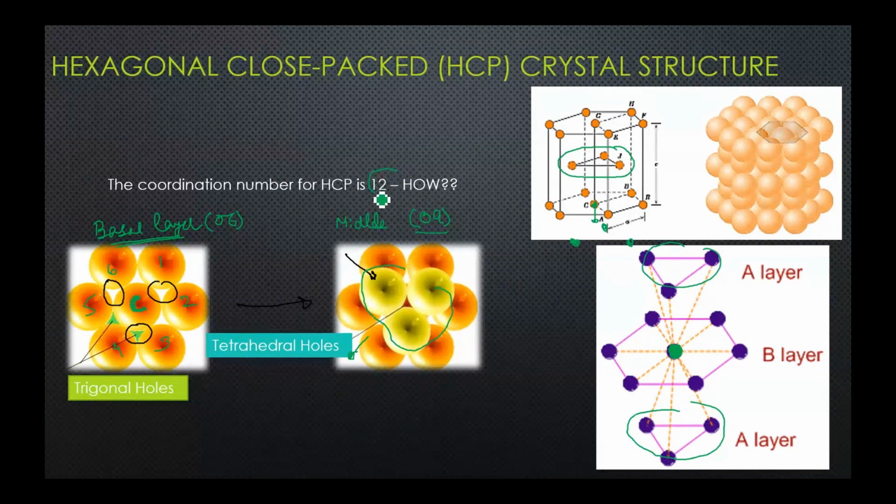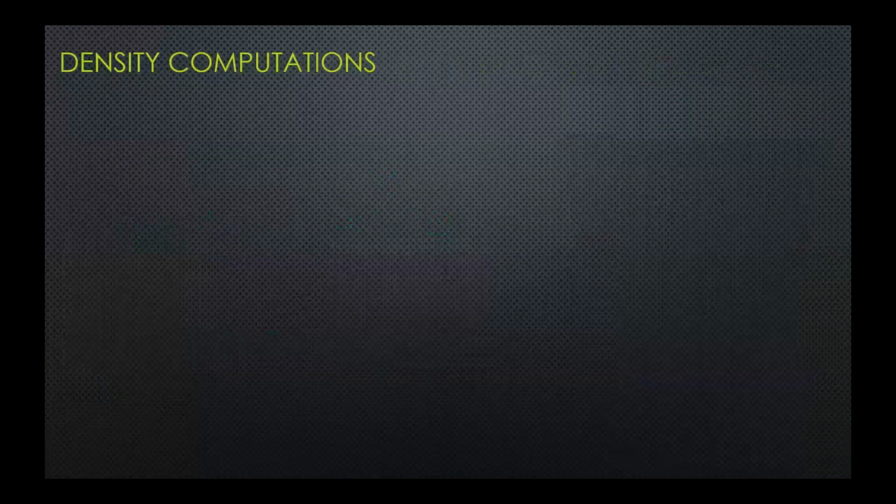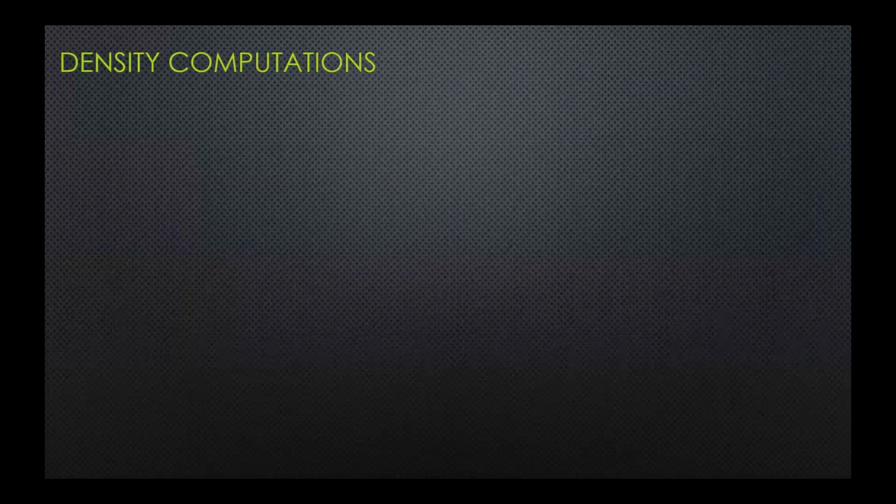So therefore the coordination number for an HCP crystal structure is 12, which is common with that of FCC. This again shows you that they would have the same atomic packing factor. Clear? Moving on, how do you find the density of a material?